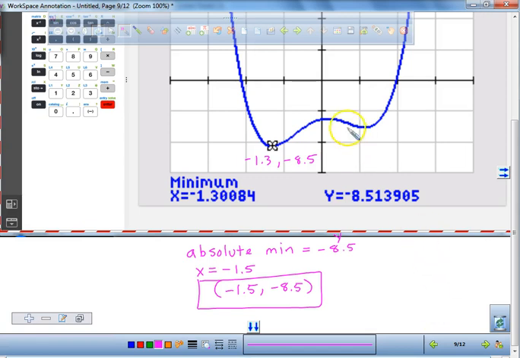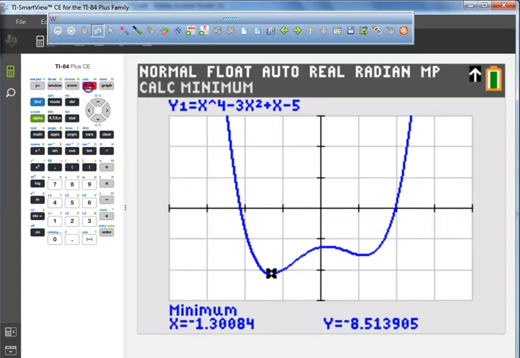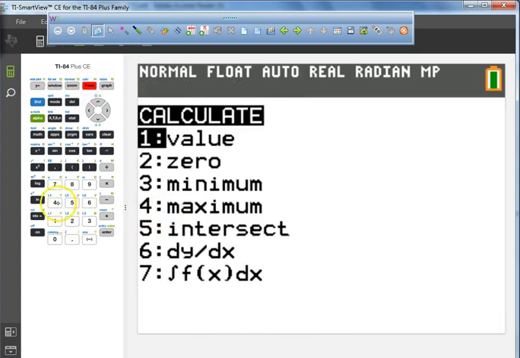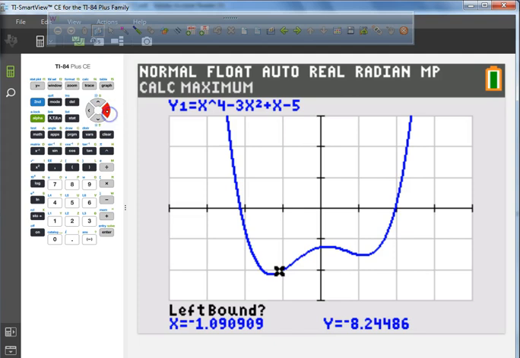I'll do one more. Let's do this relative max. So I'm going to clear this out. I'm going to hit second trace. You go to 4 now. I've got to go all the way over here. This one's going to be a little bit trickier, so I've got to be careful as I'm doing it.